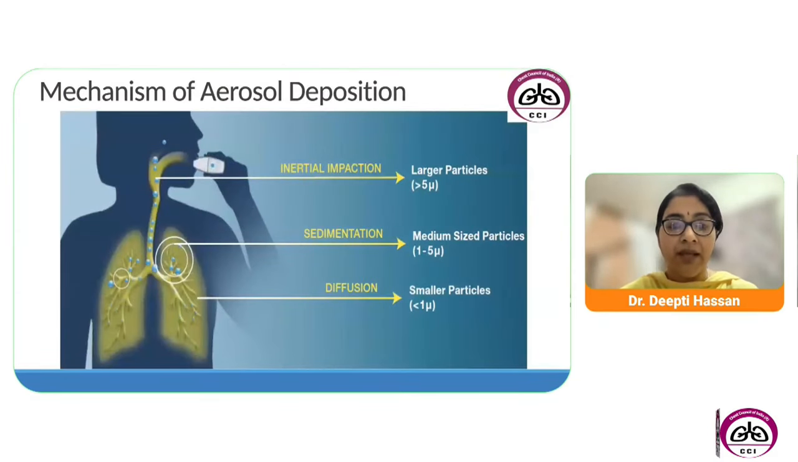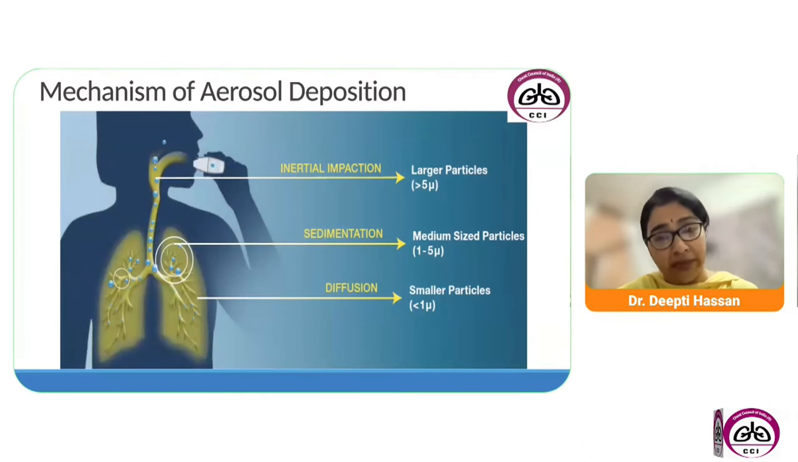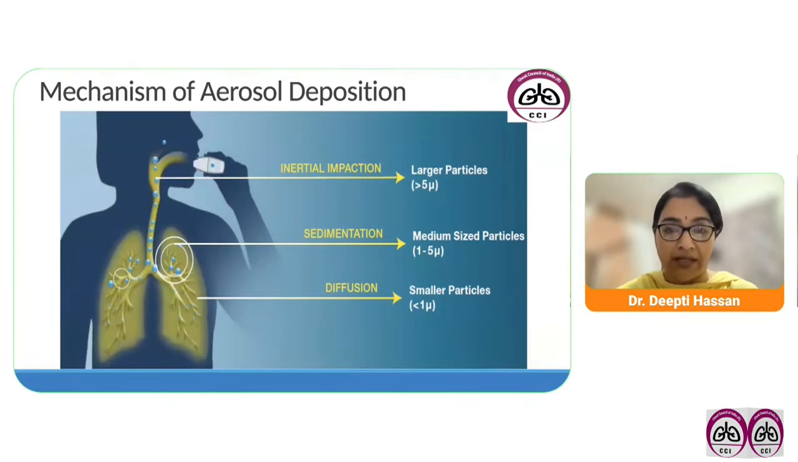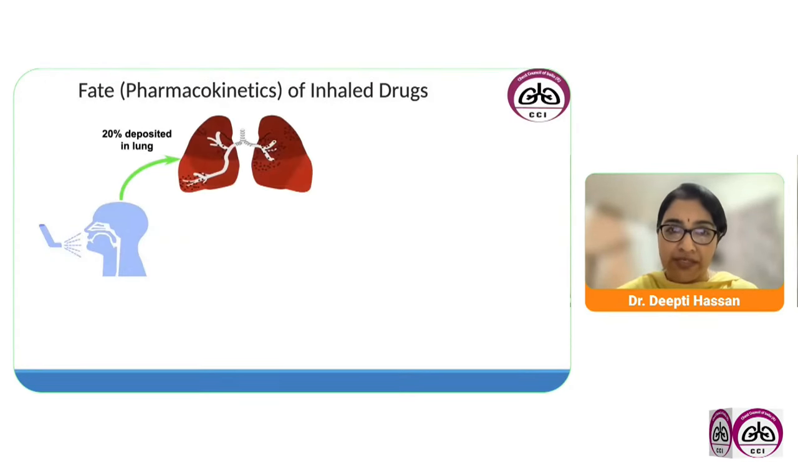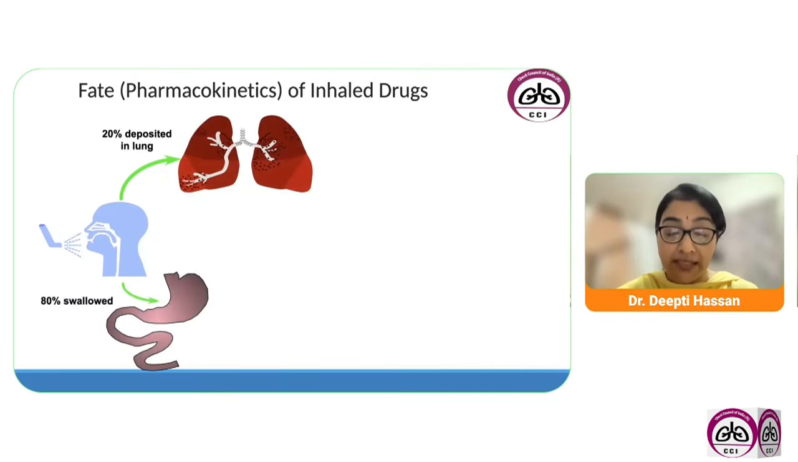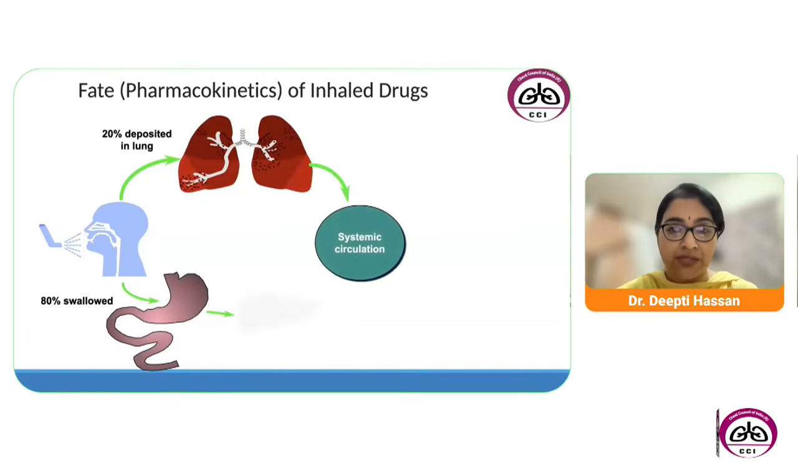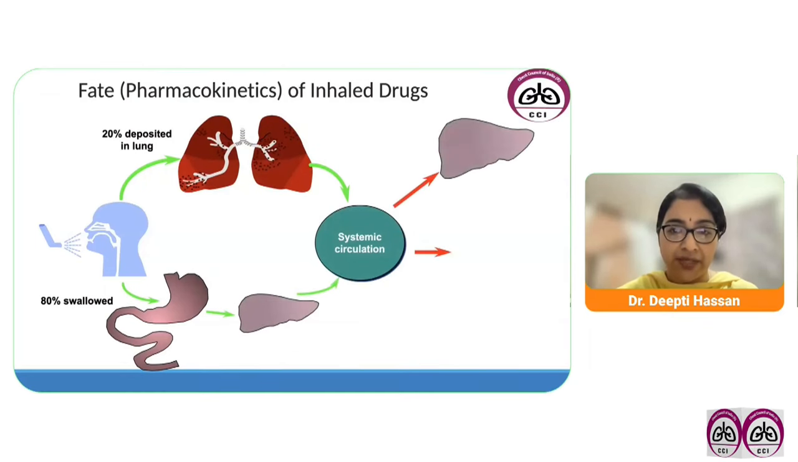Pravin. The mechanism of aerosol deposition begins with inertial impaction where the larger particles, which are more than 5 micron, get impacted into the oropharyngeal wall. It is the ones which are below 5 microns that reach the lung. And in that also, it is only the ones below 1 micron, even 0.5 micron according to some articles, which actually diffuse into the system. So as you can see, it's only 20% which is actually deposited in the lung, 80% is swallowed, and the rest goes into the systemic circulation and is excreted via urine.